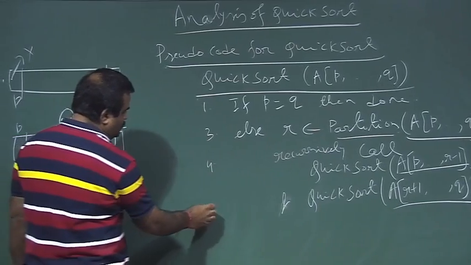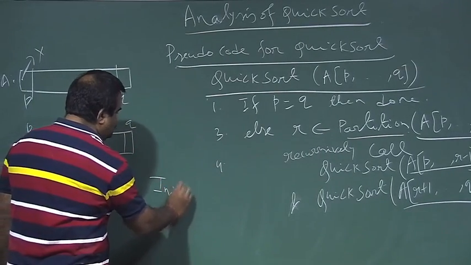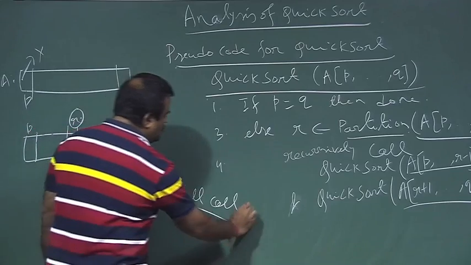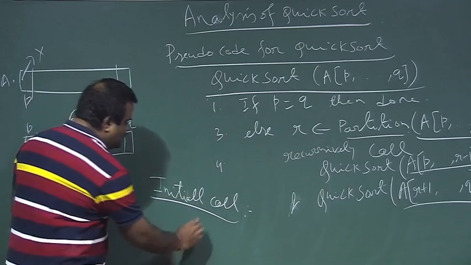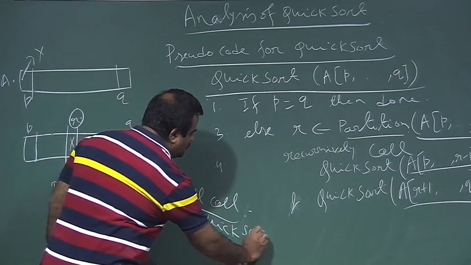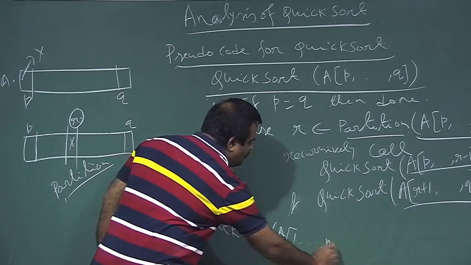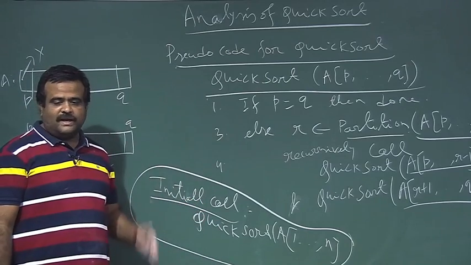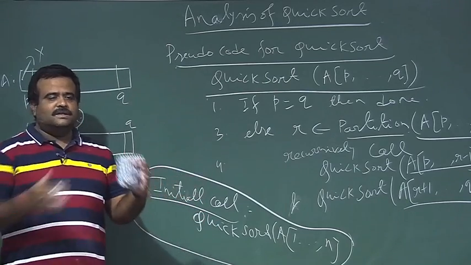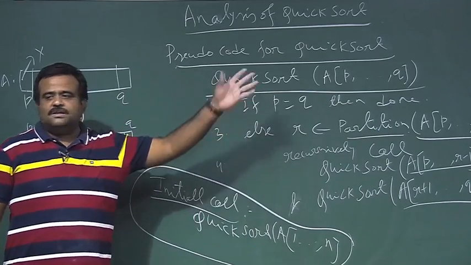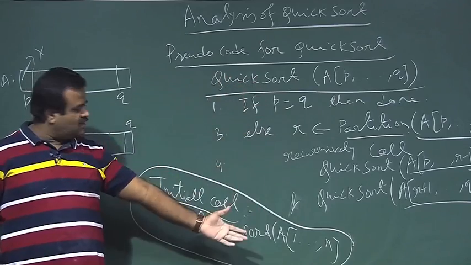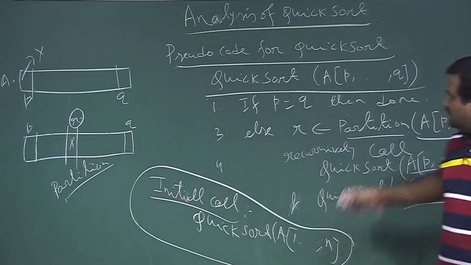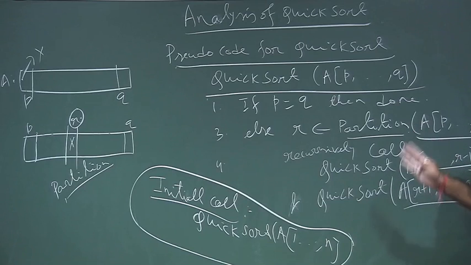So this is the subroutine for quicksort, and the initial call is quicksort A[1..n]. Initially our array is 1 to n. Slowly it will divide into subarrays, then sub-subarrays, so the index will in general be P to Q. That's why we kept the index P to Q. After the initial call, it won't be 1 to n; it will be some different index. That's why we took the general index P to Q. Okay, so this is the pseudocode for quicksort.